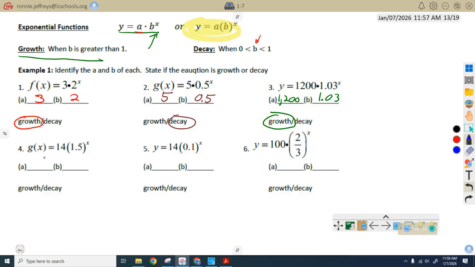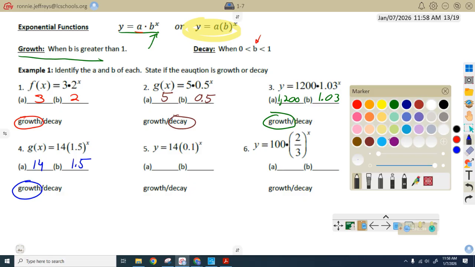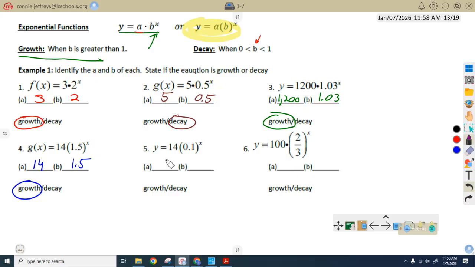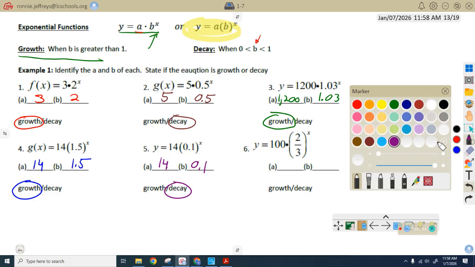All right, number 4. What is our a? 14. What is our b? Is this growth or decay? Growth, because 1.5 is bigger than 1. Number 5. What is our a? 14. What is our b? 0.1. So is this growth or decay? Decay.